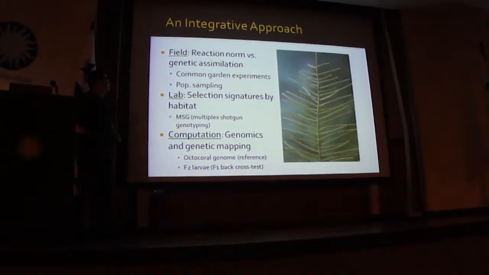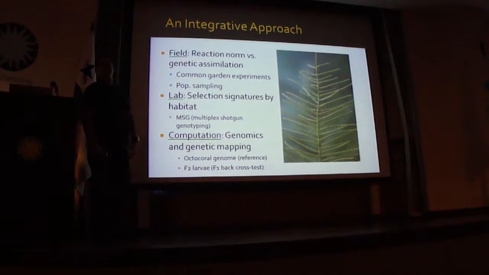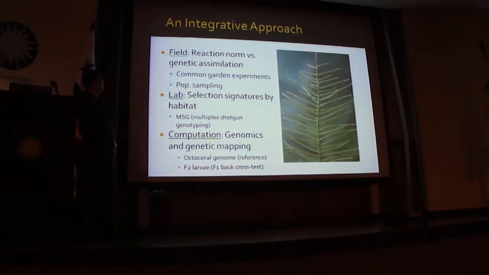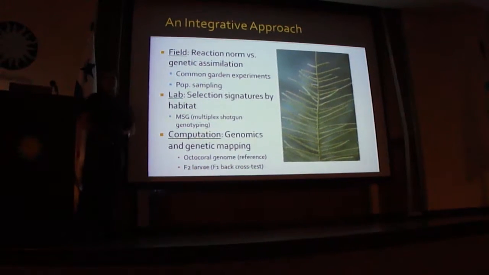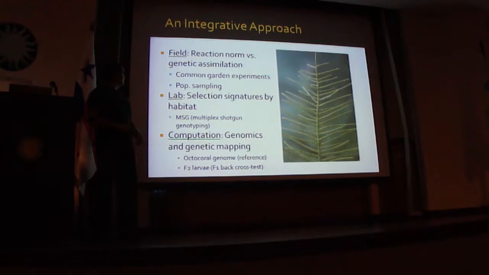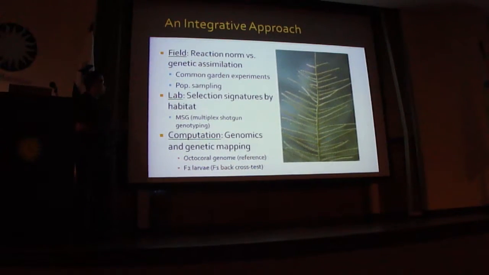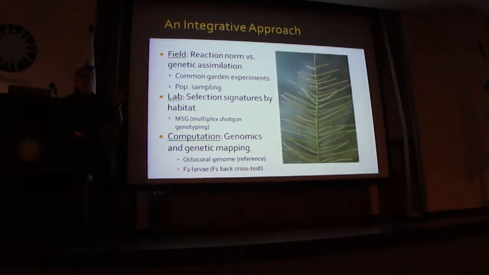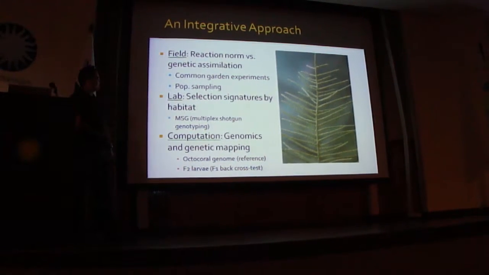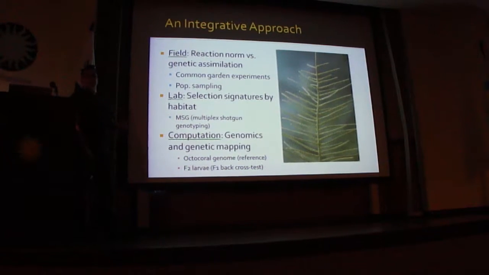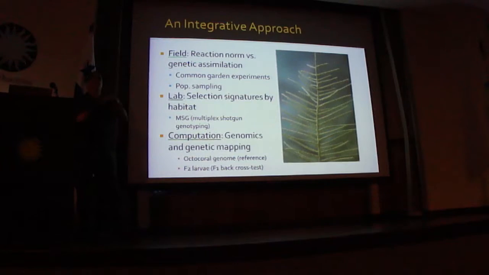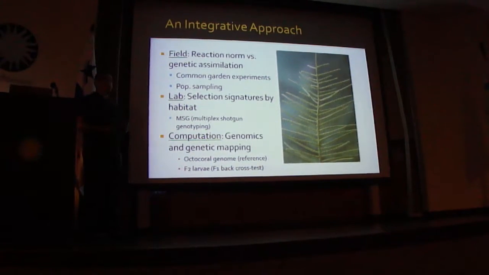So my project here is an integrative approach, so it has a lot of field work, lab work, and mostly computational work. I'm going to do all the common garden experiments that haven't been explored completely in this species, do huge population samplings, both in Belize and in Bocas del Toro, and look for signatures of selection by habitat, underlying adaptations produced by the water motion depth gradient.